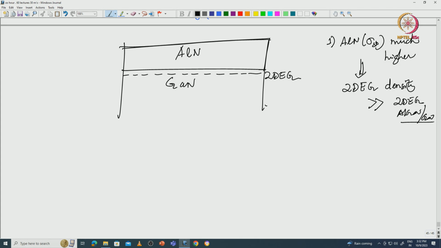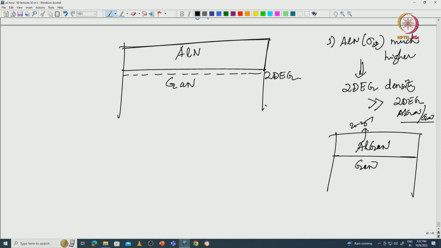Okay. What I mean is that when you have a traditional AlGaN/GaN HEMT, typically the aluminum composition is between 20 to 25% and gallium composition is between 80 to 75%, and the thickness of this is also in the range of 20 to 25 nanometer, and a 2D electron gas forms here. The typical 2D electron gas density is in the range of 10 to the power 13 per centimeter square, that is the number of mobile electrons which constitute the 2D electron gas.